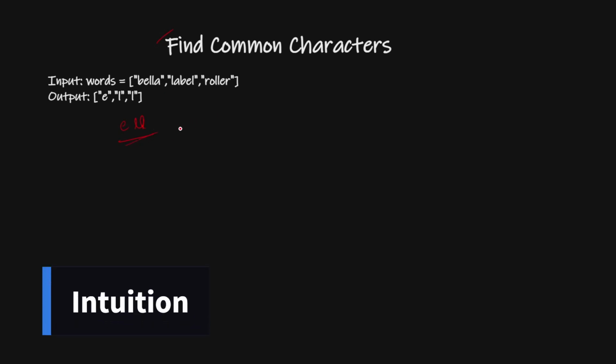So how do we do that? Our first intuition is that we can use a map, where we store how many times a character is present. Let's say B is present one time, E is present one time, L is present two times, and A is present one time.